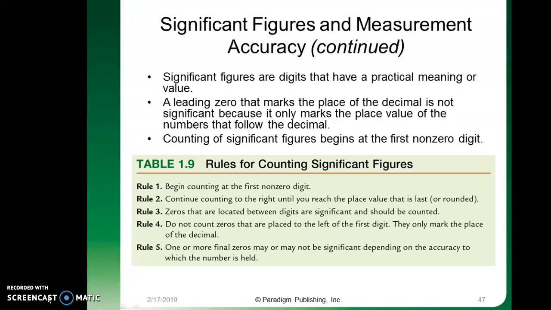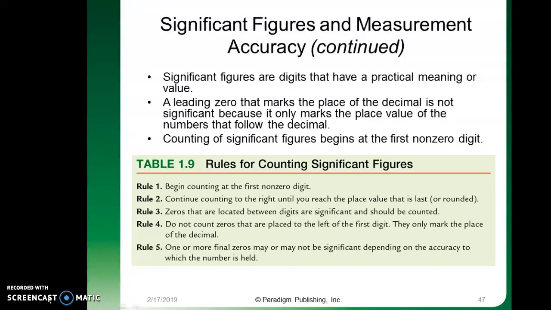Zeros that are located between digits are significant and should be counted. By digit, it means the actual number. So in 403, the 0 would be considered significant because it's between the 4 and the 3. Do not count zeros that are placed to the left of the first digit. They only mark the place value of the decimal.